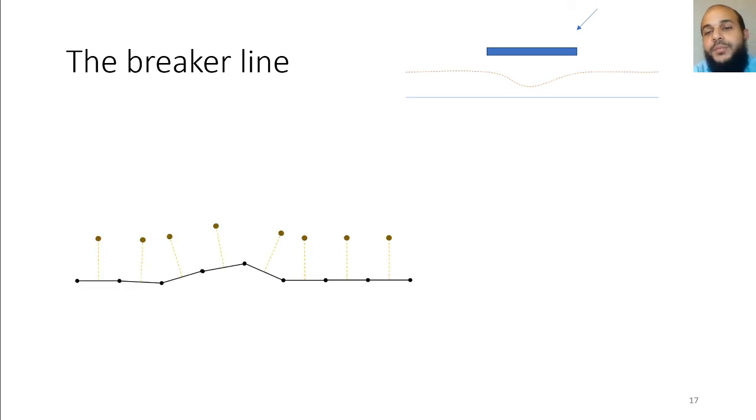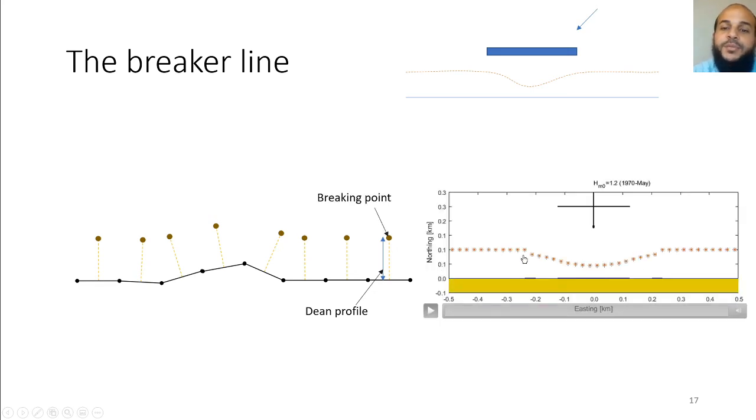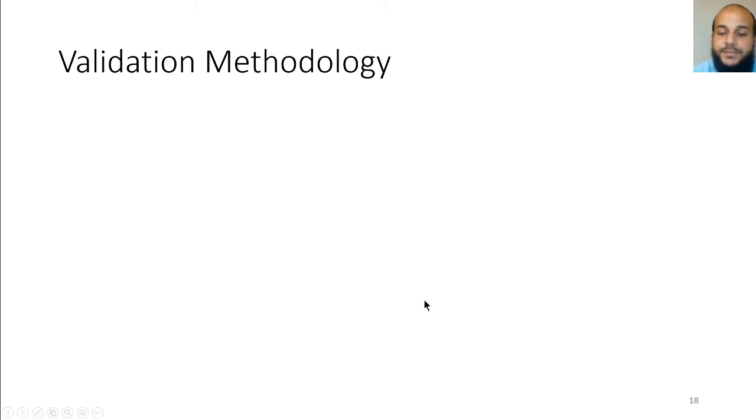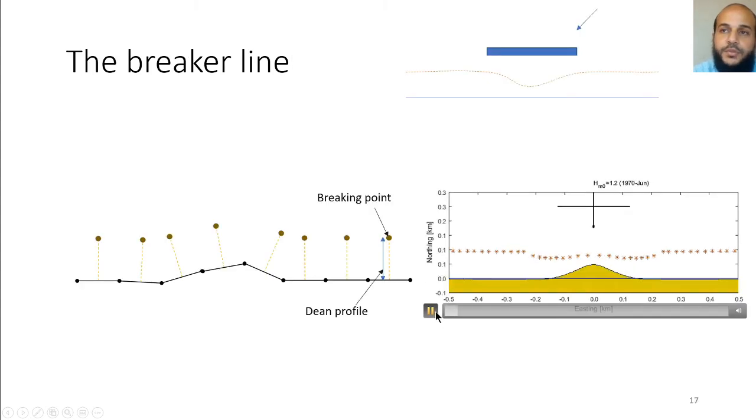So then we make use of the free grid system of ShorelineS. If this is our segment of the shoreline, for each segment we have a breaker point, and we calculate this breaker point based on the DIM profile. So we know the breaker depths and use the DIM profile to calculate this breaking point. So the breaker line would look something like this, and during the simulation it will be moving like this.